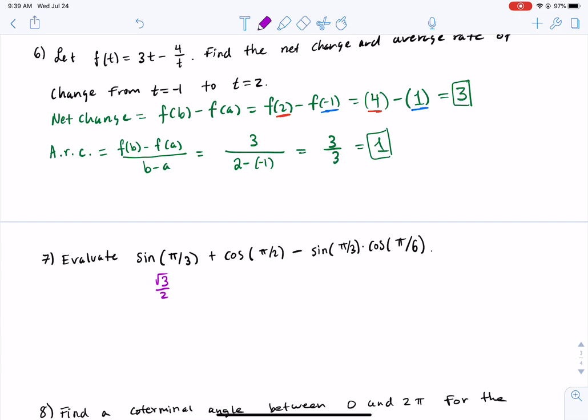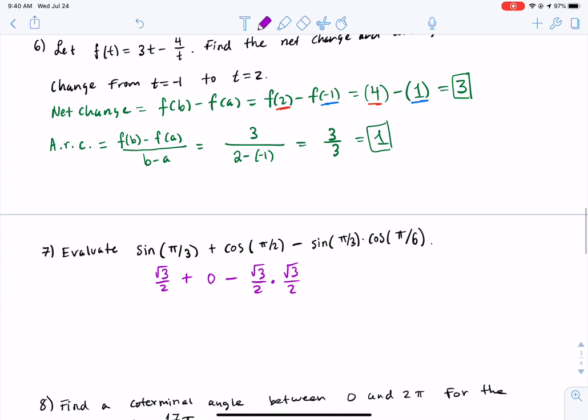Square root of 3 over 2 plus cosine of pi over 2. That will be 0. Minus sine of pi over 3. Sine of pi over 3 will be radical 3 over 2, times cosine of pi over 6, which is radical 3 over 2. So we just have this: radical 3 over 2 minus radical 3 times radical 3 will give us 3 over 4.